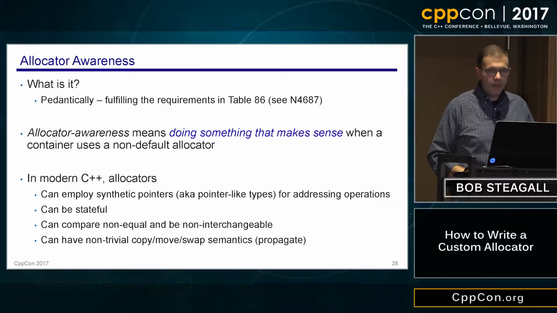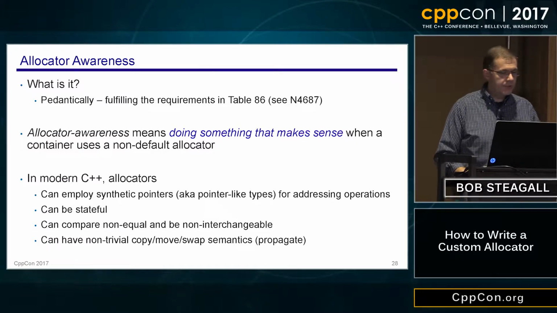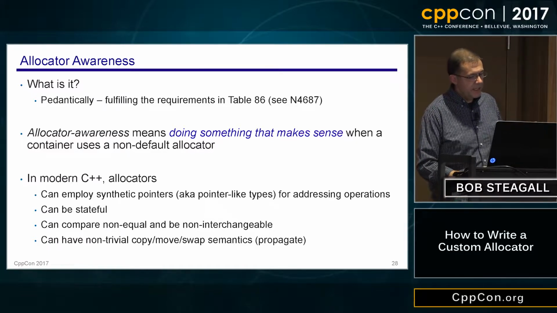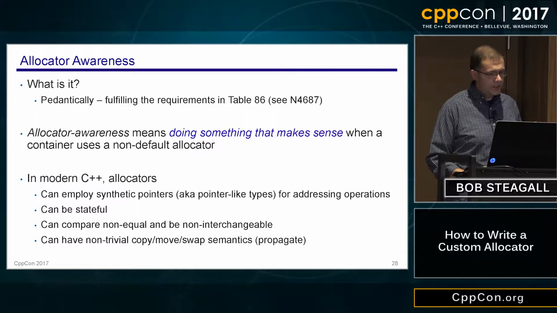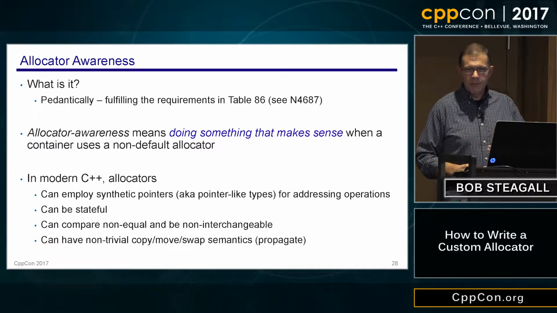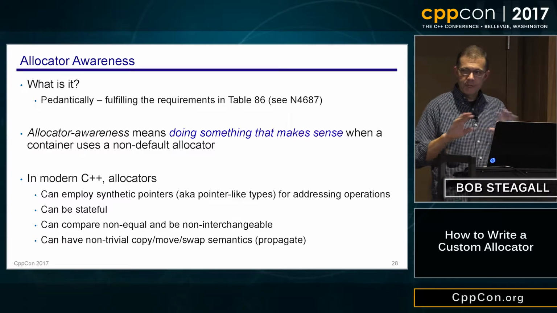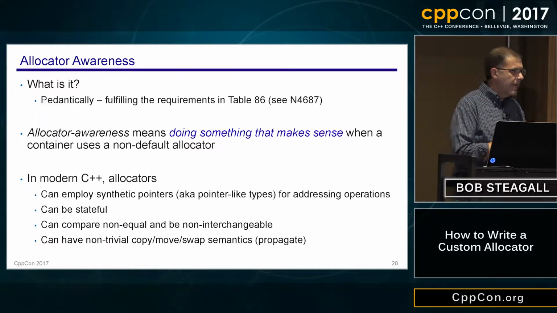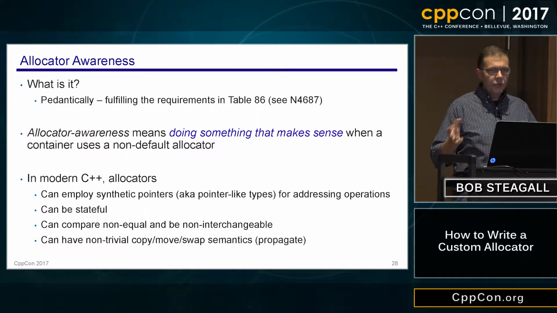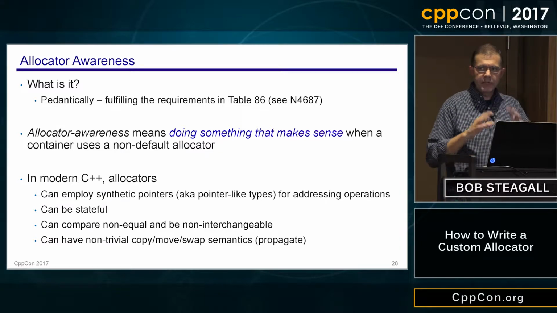So you heard me mention allocator awareness a couple moments ago, and what does that mean? Well, pedantically speaking, it means fulfilling the requirements that you'll find in Table 86 of the recent draft standard, and I think the standard has been voted in, and we'll see it published soon. There's a large number of these requirements. I'm not going to reproduce them here. If you're really interested, go look at this table. But in general, allocator awareness means doing something that makes sense when a container uses an allocator that is not the default allocator.